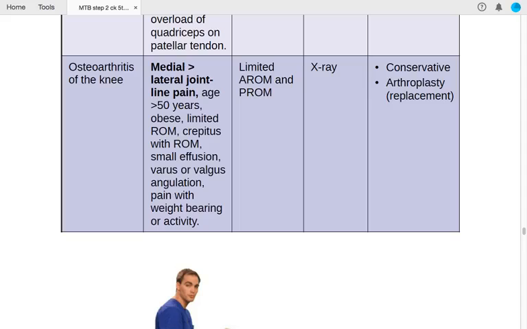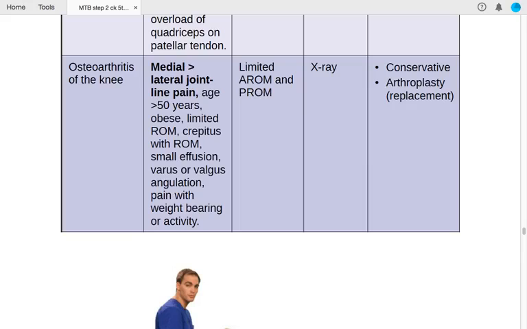The patient should be obese and have a little limited range of movement. There may be crepitus with range of movement, small effusion, and angulation pain, and pain on weight bearing or activity. So if the pain is there because of any of these reasons, we can say this is all because of osteoarthritis. And how are we going to diagnose these patients?